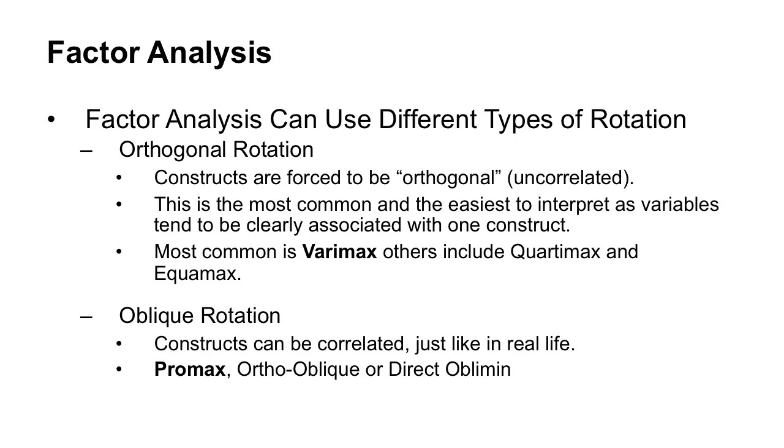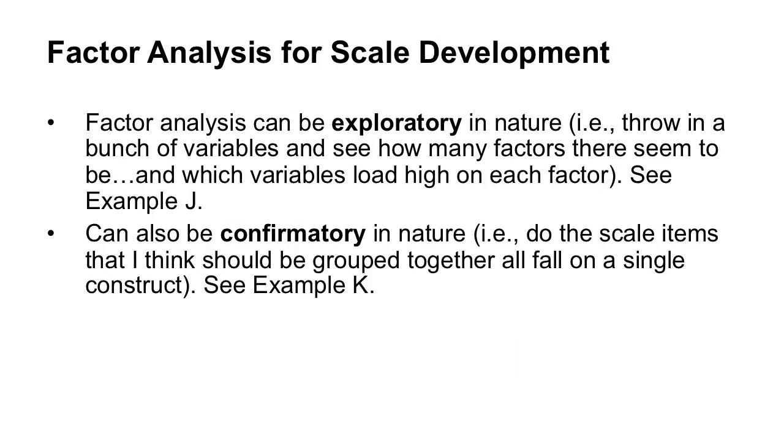The other type of rotation is oblique rotation. With oblique rotation, the requirement that the constructs be orthogonal is relaxed, and we can allow the constructs to be correlated, just like in real life. The most common type of oblique rotation is Promax. Others include ortho-oblique and direct Oblimin.